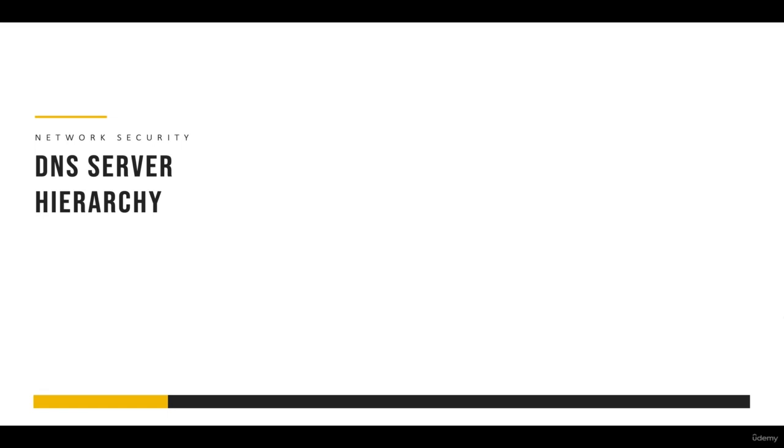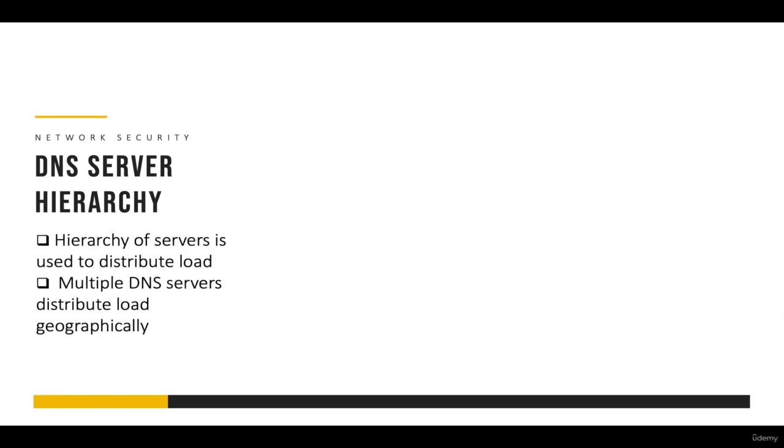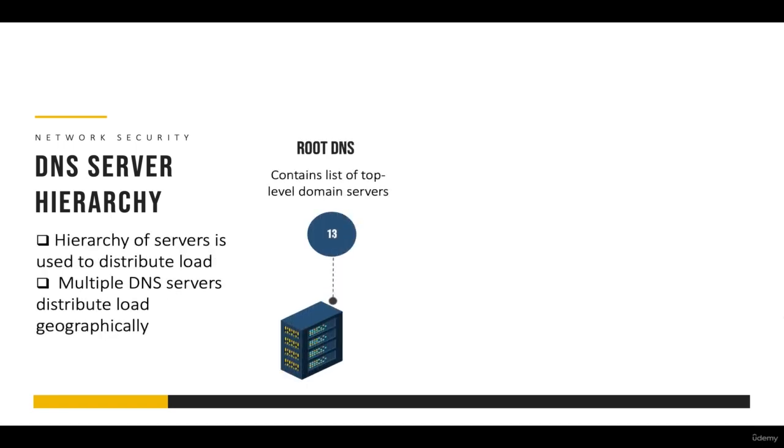For example, if you're sitting in Australia and you want to resolve a domain name, it doesn't make sense to send your DNS request to a server in the US. So that's why we have DNS servers which are spread throughout the world to distribute the load. So the first level of the DNS servers is called the root DNS servers. There are just 13 of these in the world and they contain a list of top level domain servers.